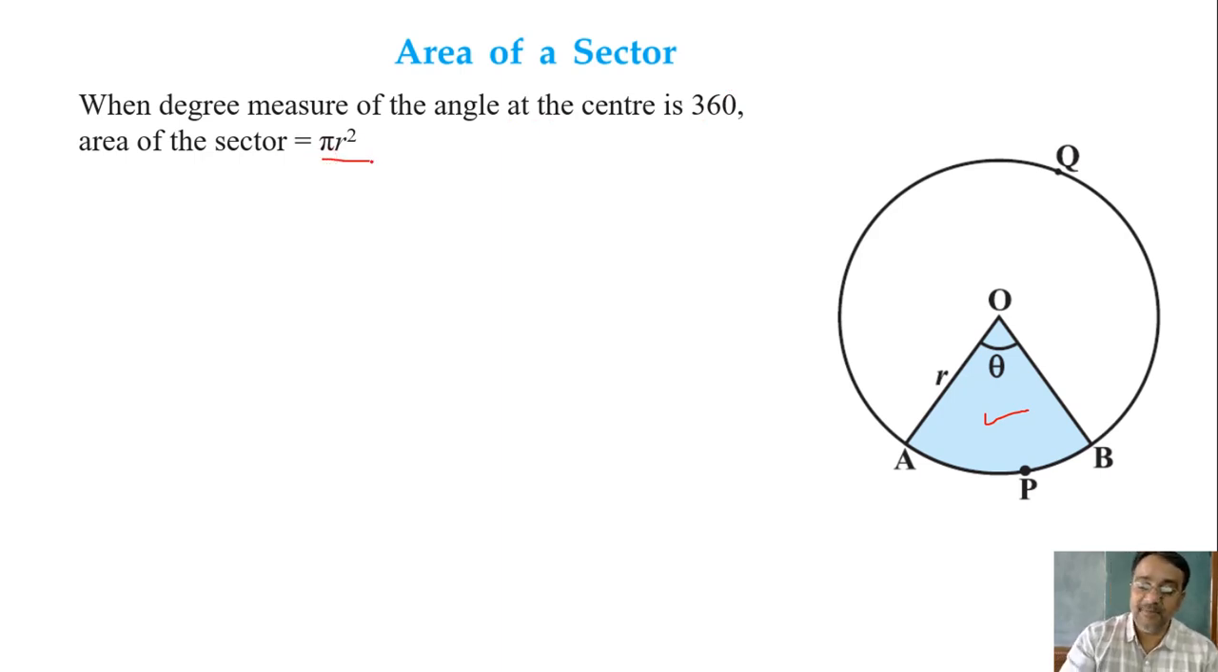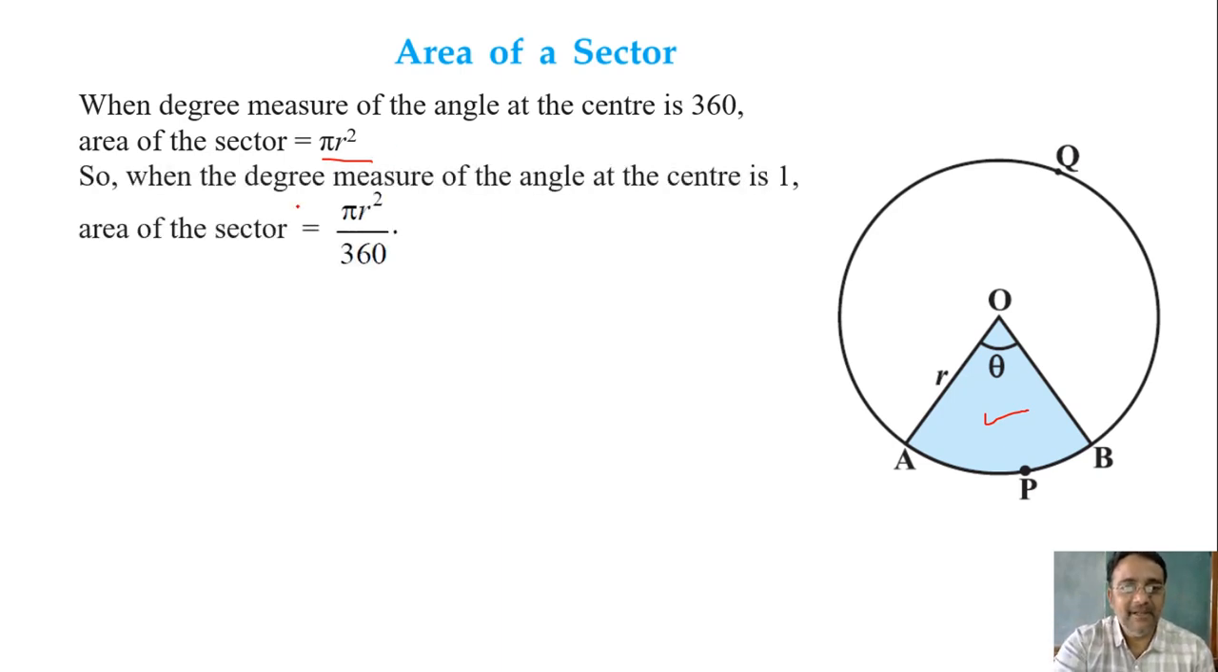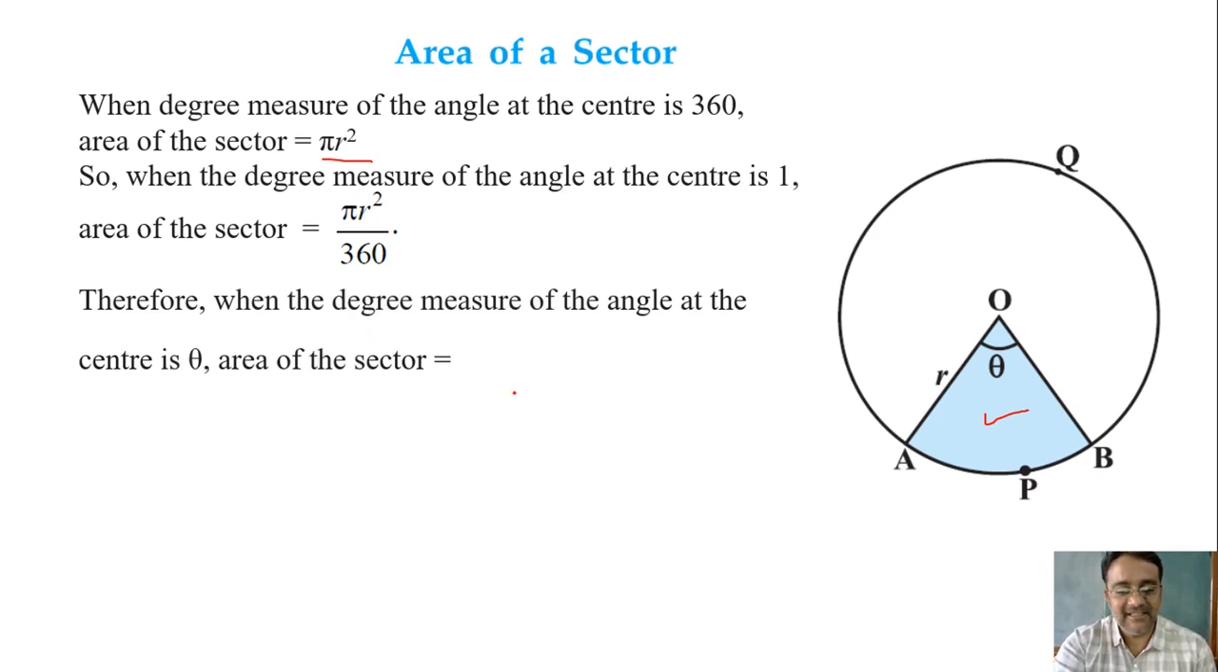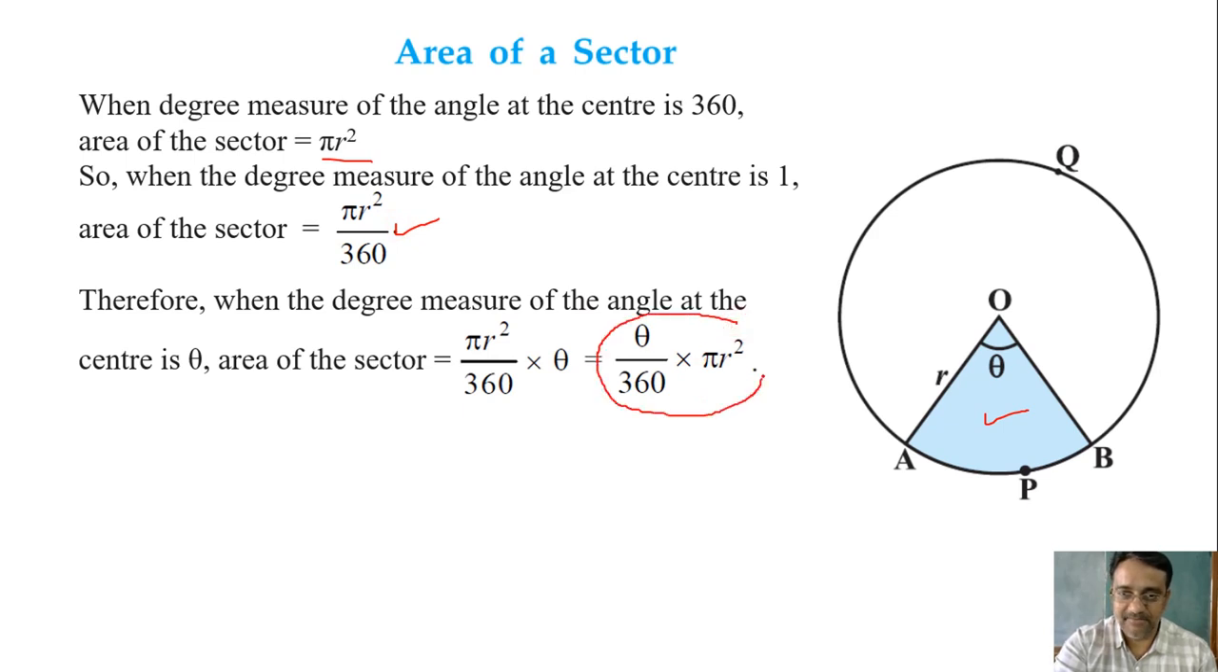And when the degree measure of the angle at the center is 1, then it will be pi r square upon 360. So when the degree measure of the angle at the center is theta, it will be theta upon 360 into pi r square. And in short we can write in this form. This is one way. Another way, you can find the fraction of angle, and then you can multiply with pi r square to get the area of that sector, right?